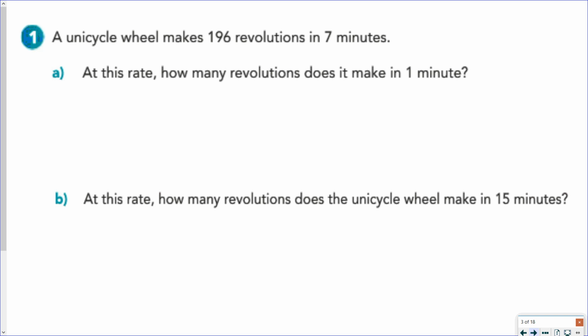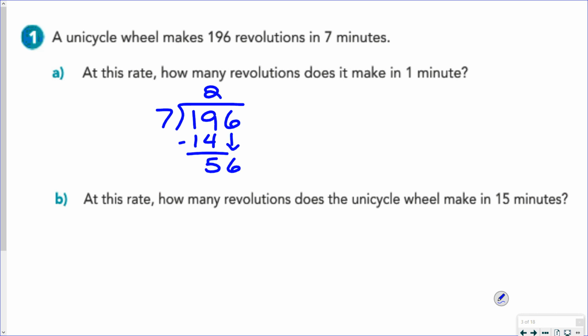So for number 1 here, we can apply what we did on our previous example. We have a unicycle wheel that makes 196 revolutions in 7 minutes. So for the first part, we want to know how many revolutions it would make in 1 minute. In order to figure that out, we would take that 196 revolutions and divide it by 7. 7 goes into 19 twice, goes into 56 8 times. So we would get an answer of 28 revolutions per minute.